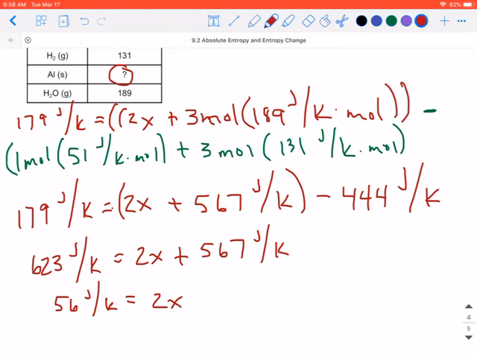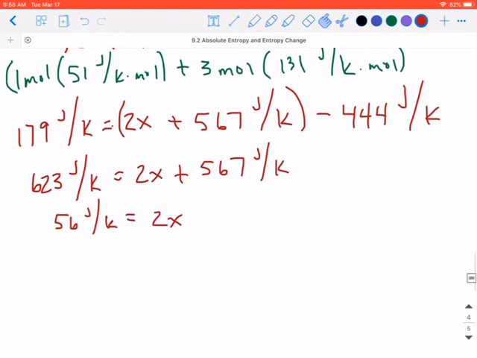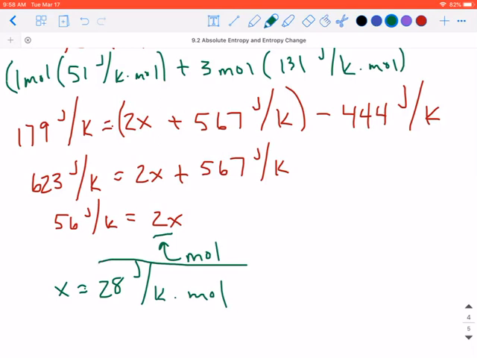So it's important to remember that this 2 here is representing the moles. So when you divide that 2 back over, we're going to put moles back on the bottom to have x equal 28 joules per Kelvin times mole. Okay, so that is our standard entropy of aluminum.